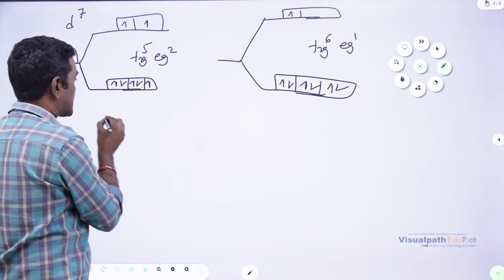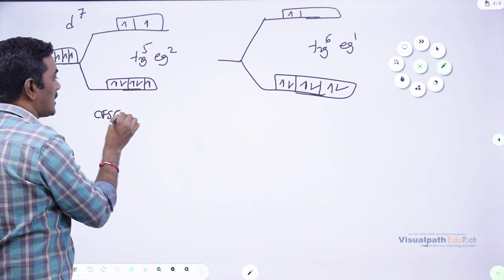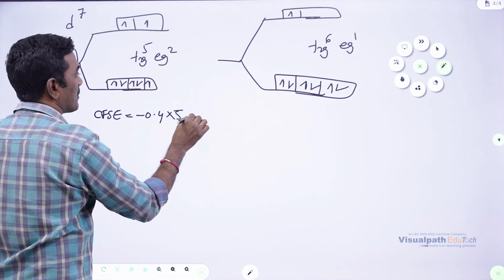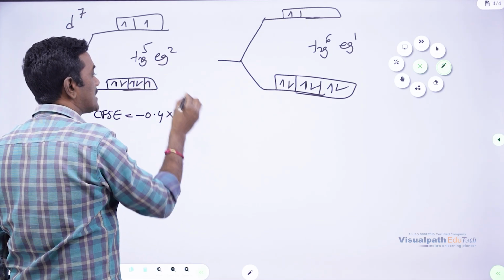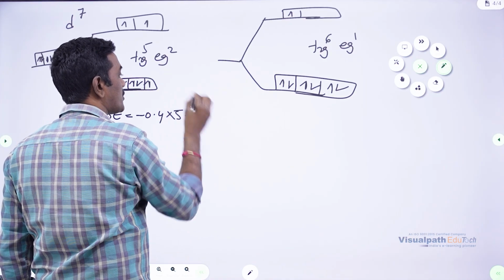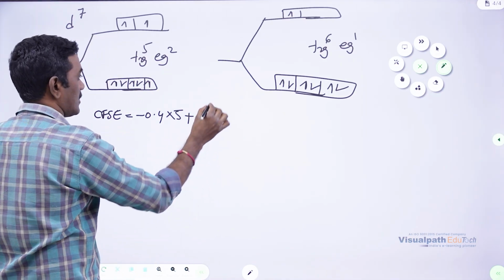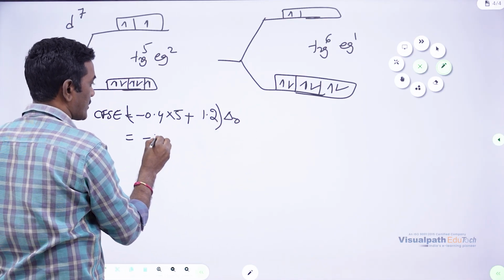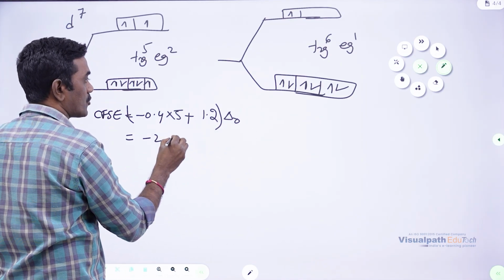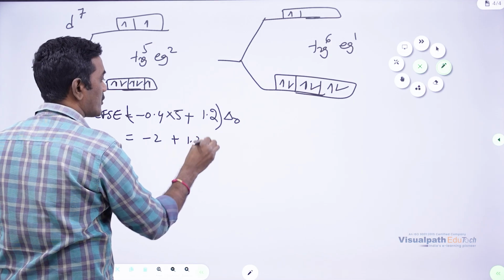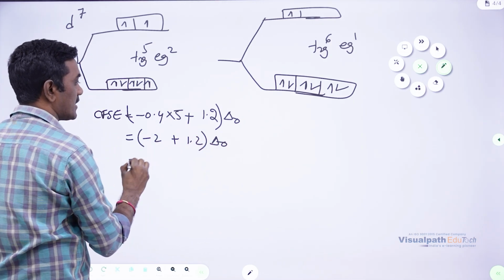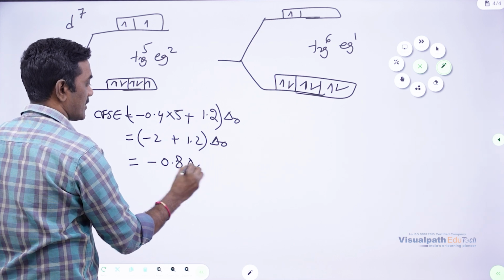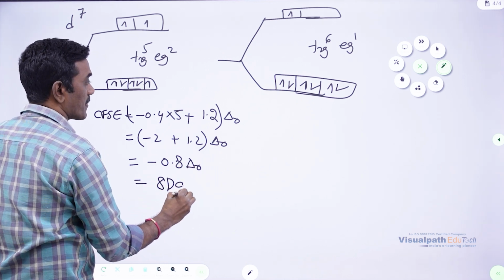Now it is easy to calculate the CFSE here. CFSE is minus 0.4 into t2g. How many electrons? Six. Plus 0.6 into eg. How many electrons? One. Delta naught. It is going to be minus 2.4 plus 0.6 delta naught.